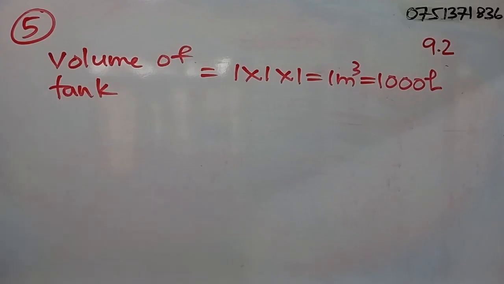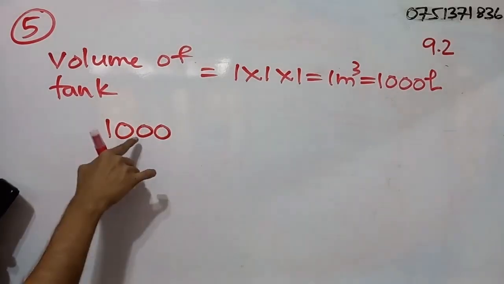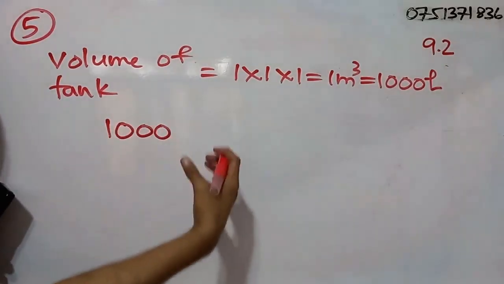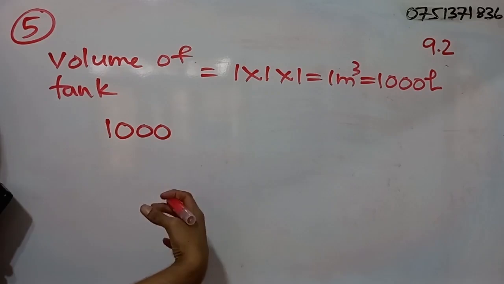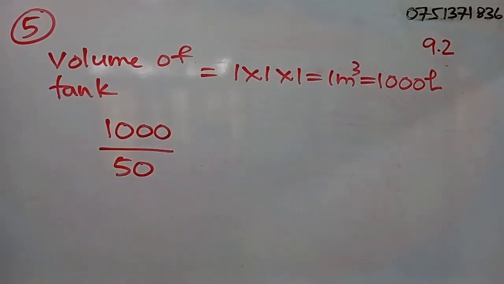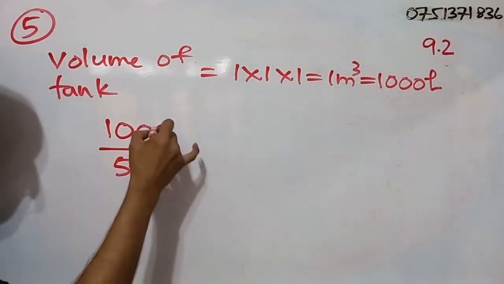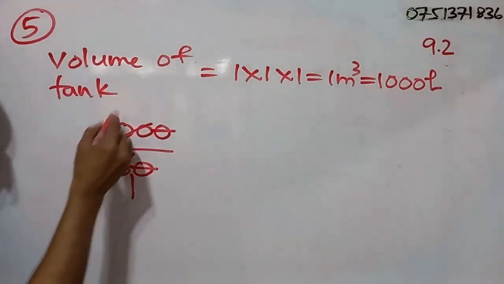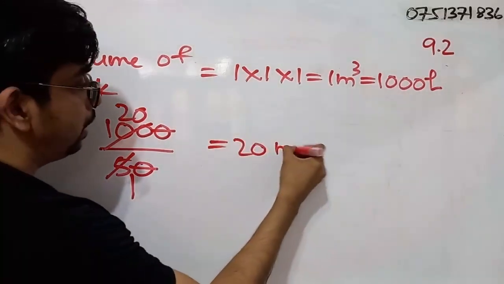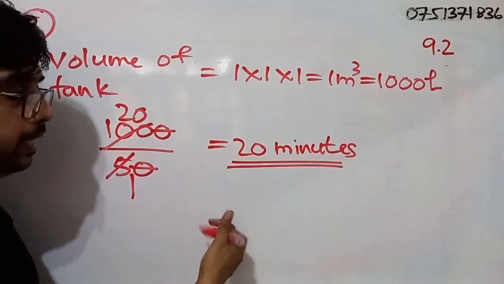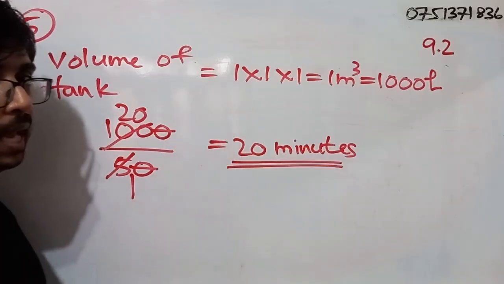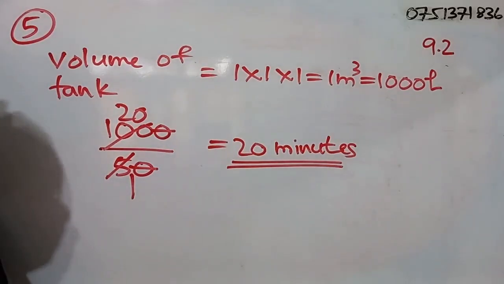So what do we have to do? 1000, that is the volume of water. Water is flowing out from the tap at a constant rate of 50. So we have to divide 1000 by 50. So I can cancel off this 0 with this 0. 5 into 1, 5 into 20. So 20 minutes. That means if the tap stays open for 20 minutes, the tank will be emptied within 20 minutes.